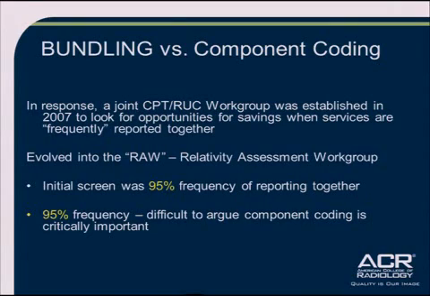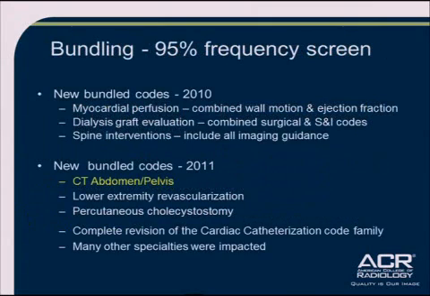So they developed a screen, and we talked about this last year. The screen was a 95% screen, looking for codes that were used together 95% or more of the time. It doesn't really pass the sniff test to say that a code that's used with another code 95% of the time really needs to stay separate. So that level was pretty easy to work with, pretty difficult to argue against, and it led to a large number of bundled codes.